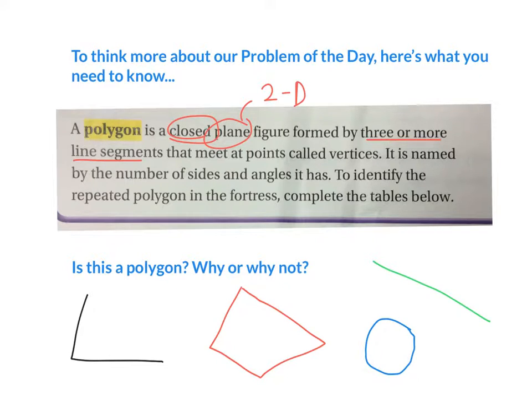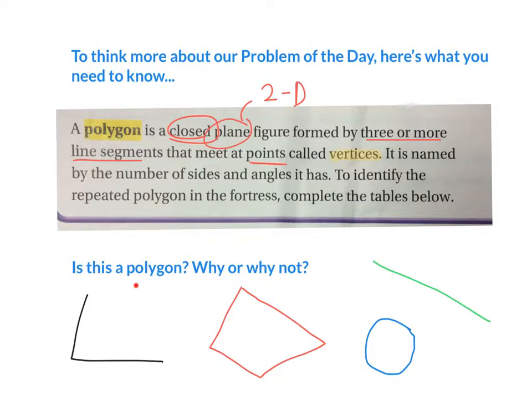Please also note that it needs to be closed. The line segments meet at points called vertices. So that's another vocab word, actually. The points where the different lines meet are called vertices, and we talked about that word yesterday. Polygons have different names, and they are named by the number of sides and angles they have.